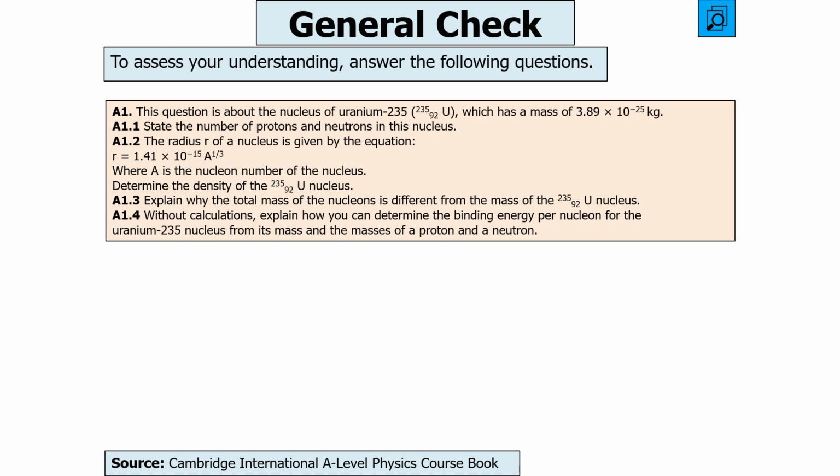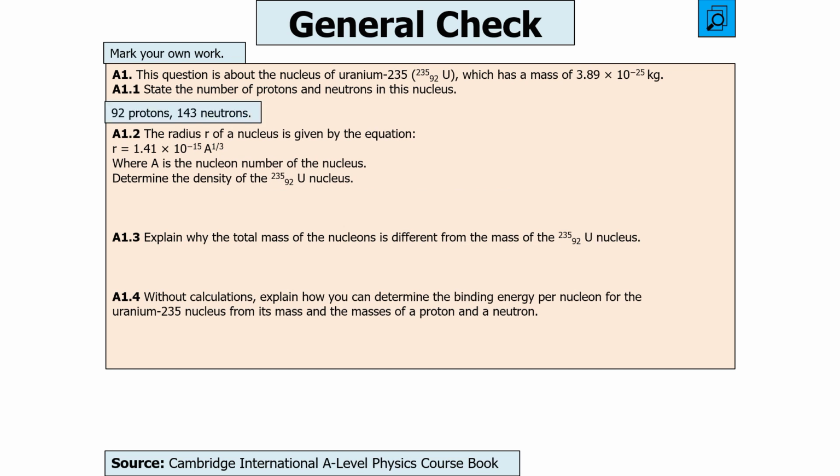The next question says that this question is about the nucleus of uranium-235, which has a mass of 3.89 times 10 to the minus 25 kilograms. In this information, state the number of protons and neutrons in the nucleus. The radius of a nucleus is given by the equation R equals 1.41 times 10 to the minus 15 times A to the power of a third. Determine the density of the uranium nucleus, then explain why the total mass of the nucleons is different from the mass of a uranium nucleus, and then without calculation explain why you can determine the binding energy per nucleon for uranium-235 from its mass and the masses of a proton and a neutron. So pause the video now, then unpause the video when you want to go through your answer.